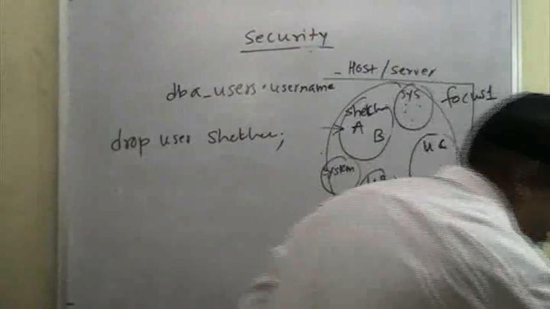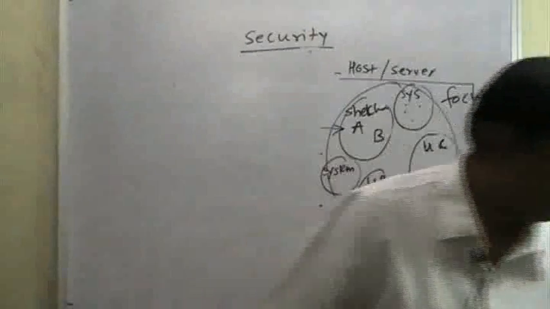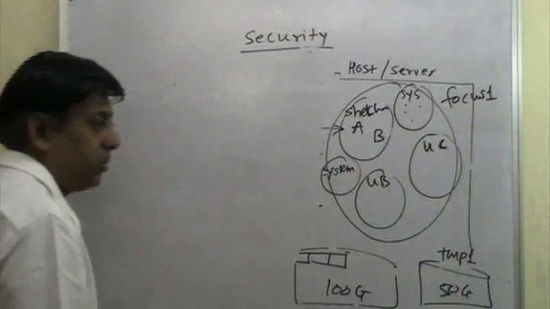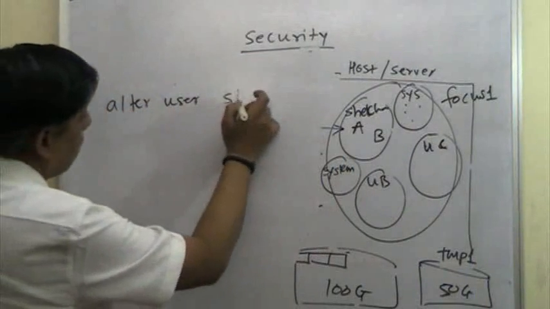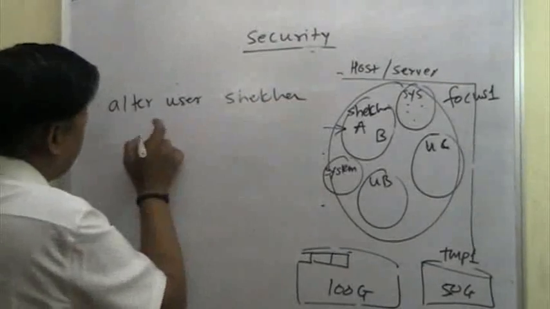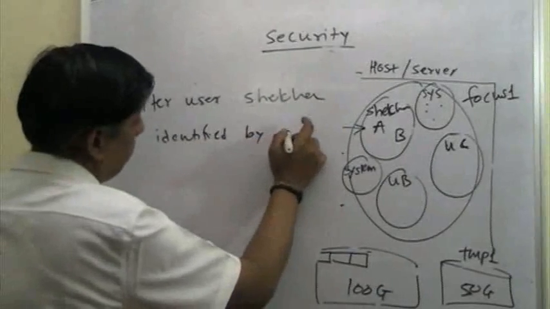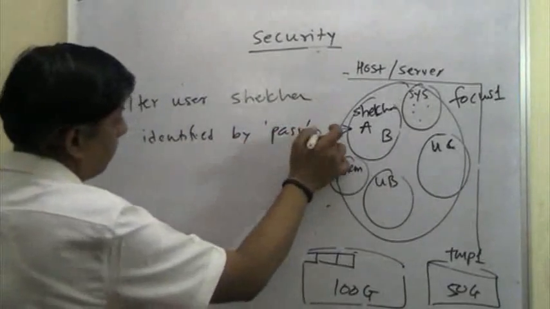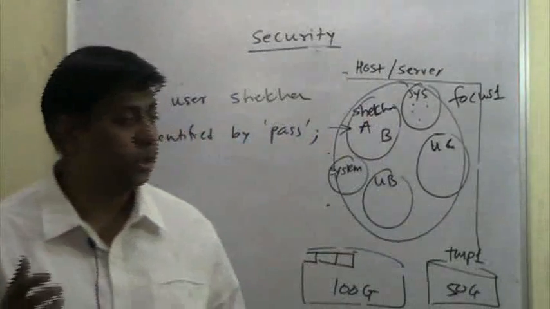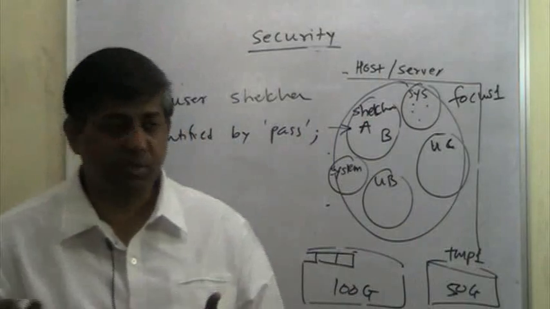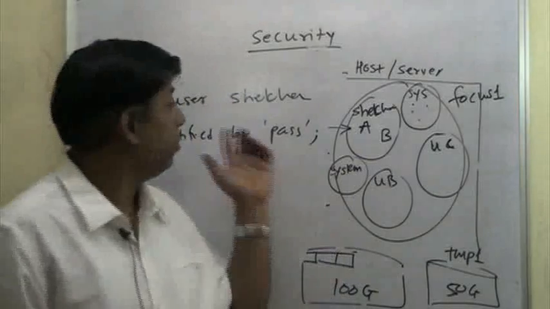Now when the user is created, a very common task for DBAs is to change passwords. If the user has forgotten the password, you can change it using the alter user command. Alter user Shekhar identified by, and the new password, whatever you want to give. This is how you change the password, and not just the password, this is how you change any other property. If you want to change the default tablespace, the temporary tablespace, or the quota of that user, you use the alter user command.